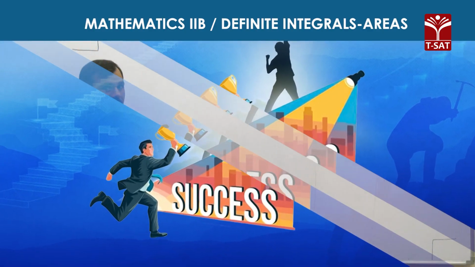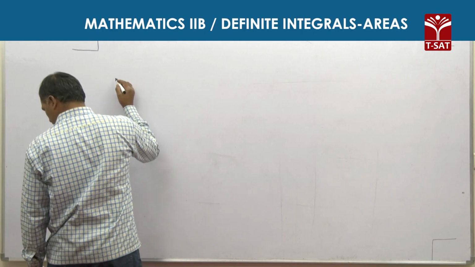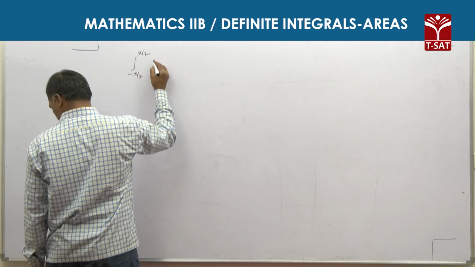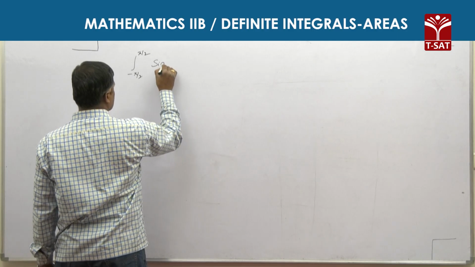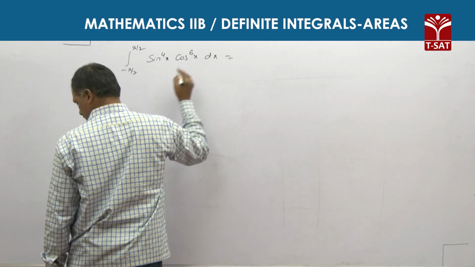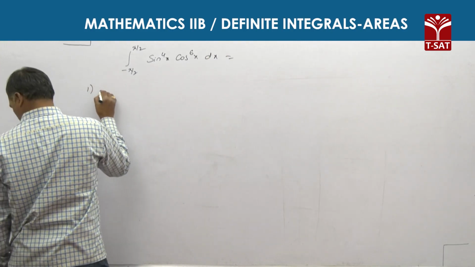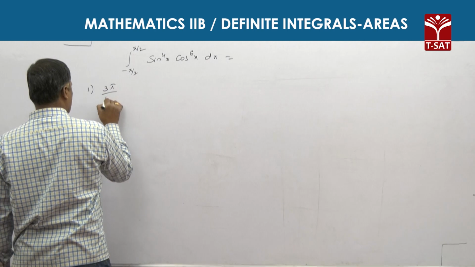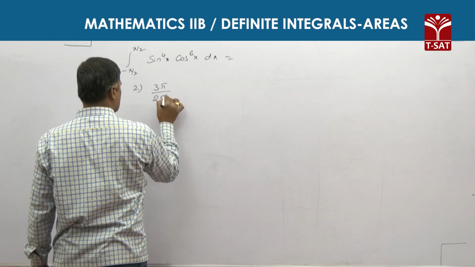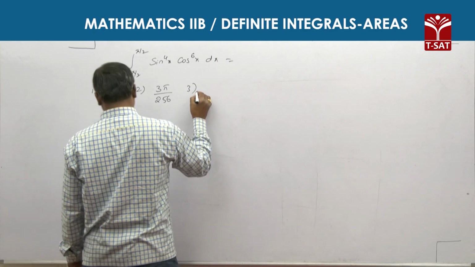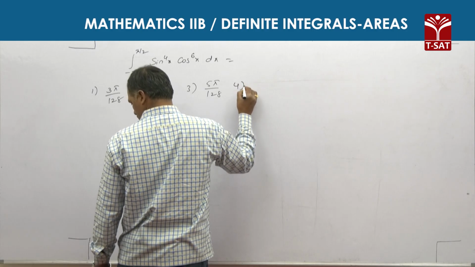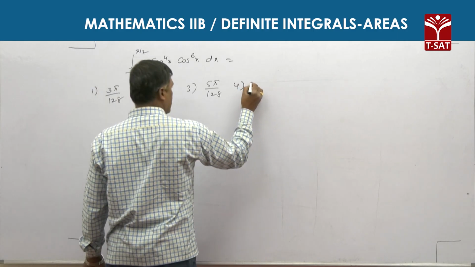One problem based on this Wallis's formula: integral of minus pi by 2 to pi by 2 sin power 4x into cos power 6x dx is equal to: first option 3 pi by 128, second option 3 pi by 256, third option 5 pi by 128 and fourth option 7 pi by 128.